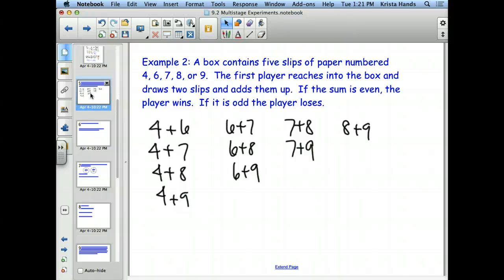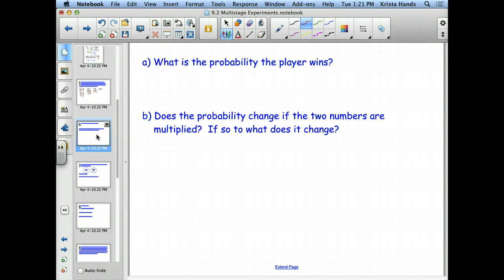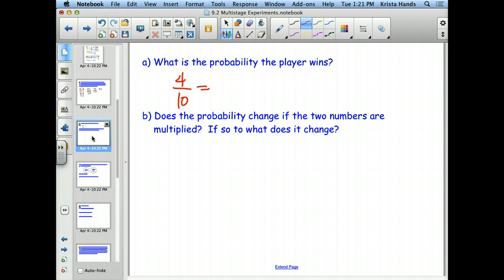So let's go through here, and I want to know which ones win. 4 and 6 win. 4 and 8 win. 6 and 8, okay. All right, so all the ones in red add up to an even number, and how many of them are there? There are 4. Out of how many? 10. Did we count 10? Did we get that? Which would reduce to 2/5. So a 2/5 probability of winning.